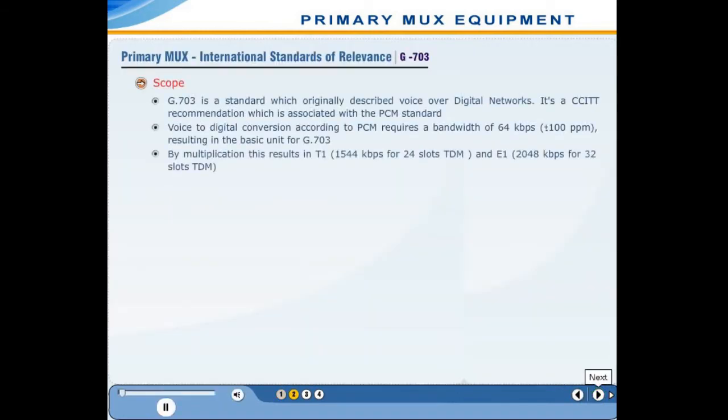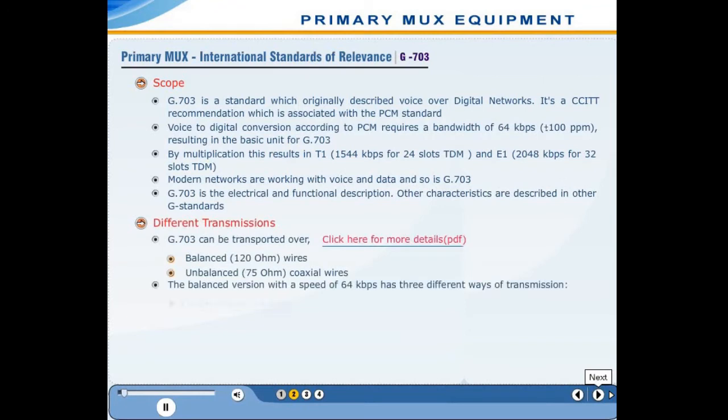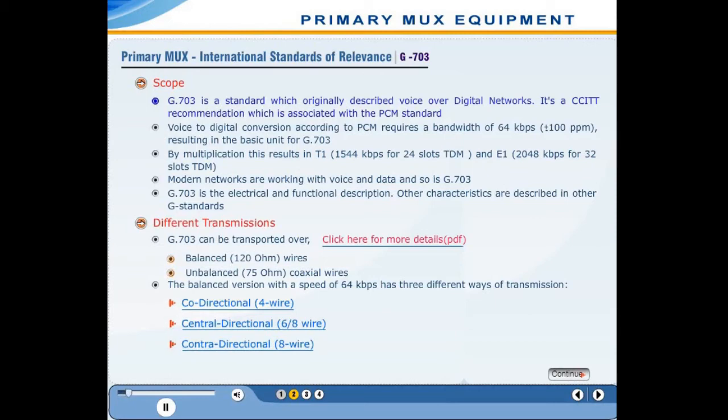Let us understand the recommendations of G703. This is a standard which originally described voice over digital networks. It's a CCITT recommendation which is associated with the PCM standard. Voice to digital conversion according to PCM requires a bandwidth of 64 kilobits per second, resulting in the basic unit for G703. By multiplication, this results in T1 and E1.